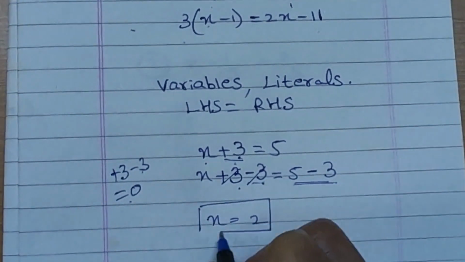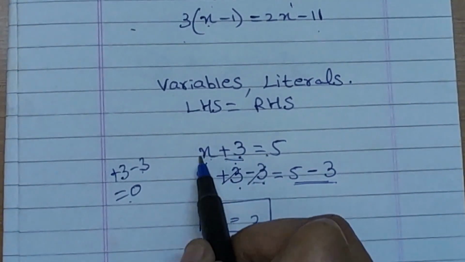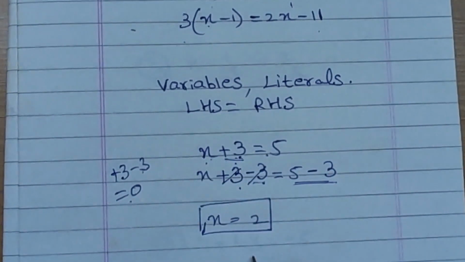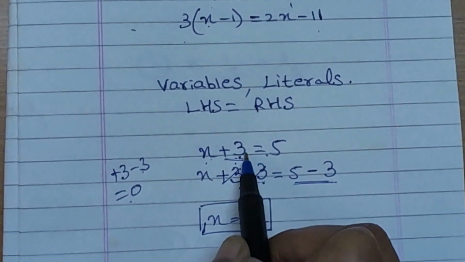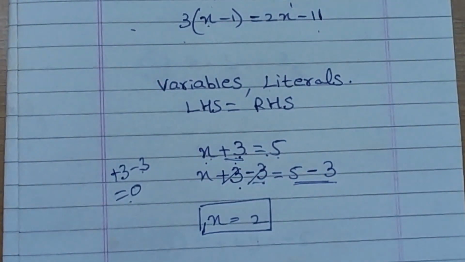Now x equal to 2 is the solution of this equation. To verify LHS we have x plus 3, here we put the value of x as 2, so 2 plus 3 we get 5, and RHS also we have 5, so LHS is equal to RHS, so the answer is right.